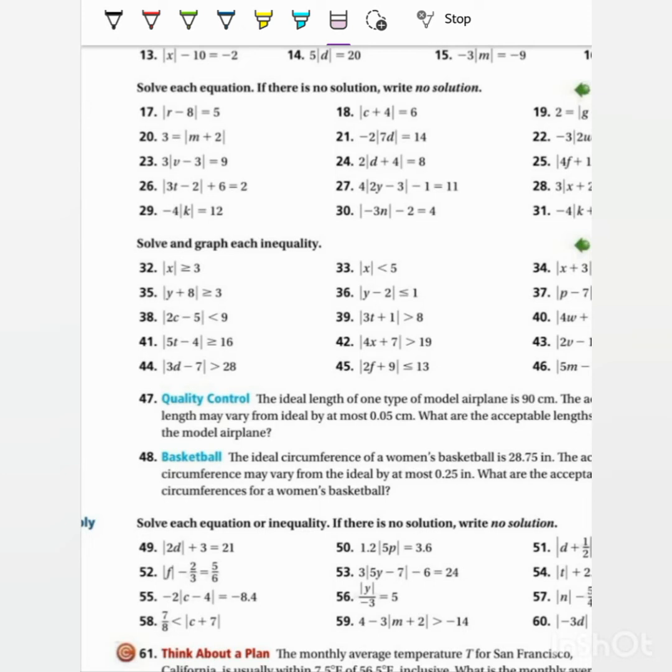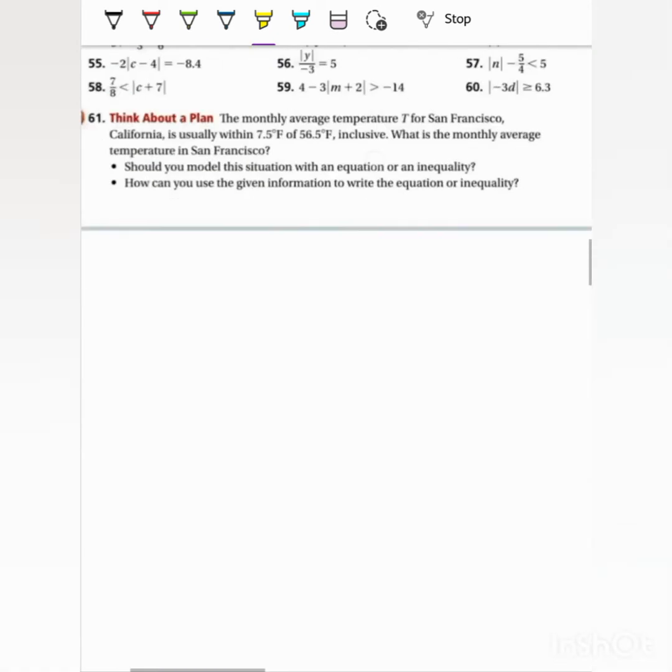Our mission today is to make a fast, final revision. We will start with lesson 3.7, which is solving absolute value equations. Let us start with this question, my dear students: the absolute value of x minus 10 equals negative 2.